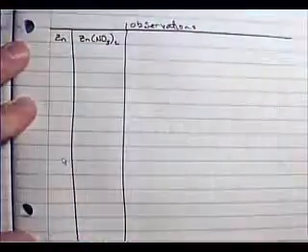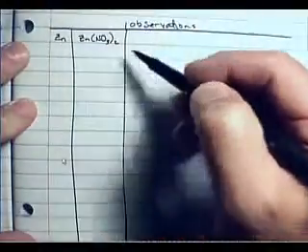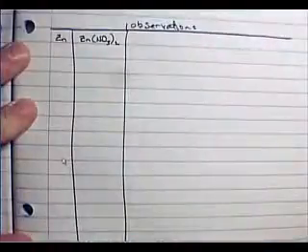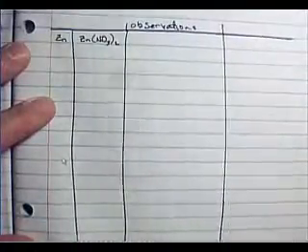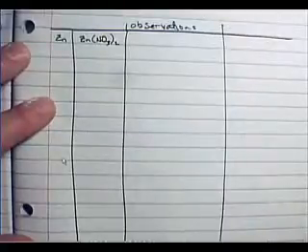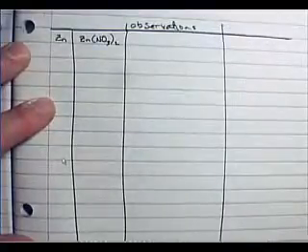So you're going to complete this part before the lab. You're going to complete this column here during the lab. And you're going to complete this last column over here after the lab. Okay? Everybody understand?